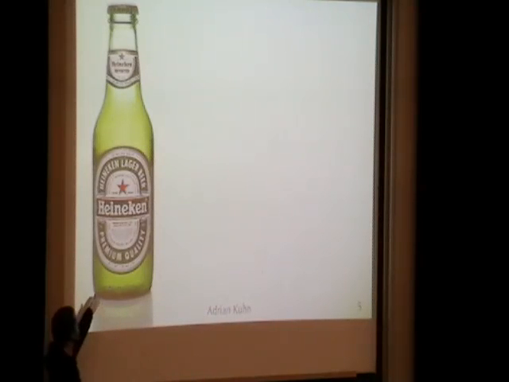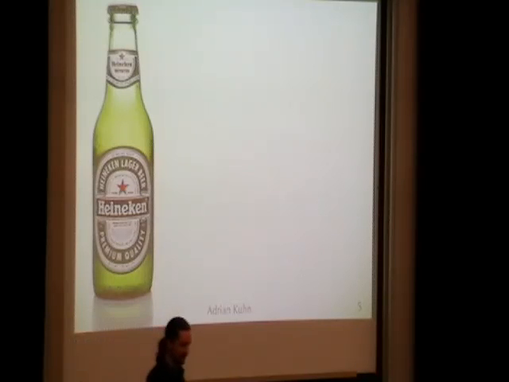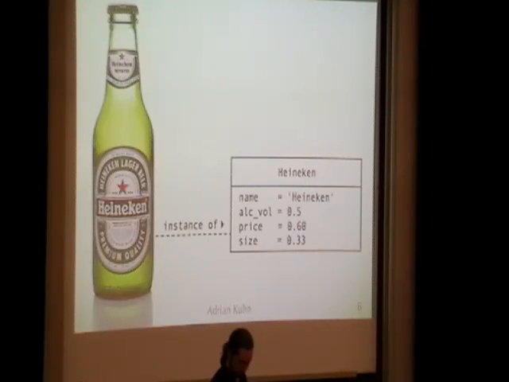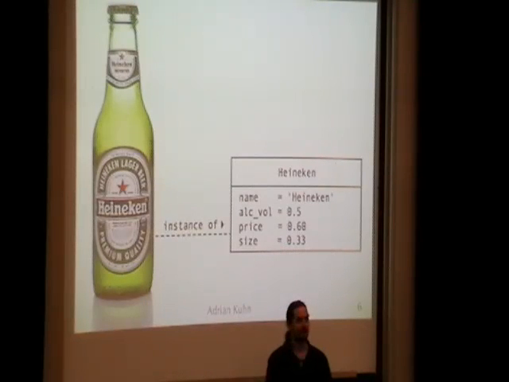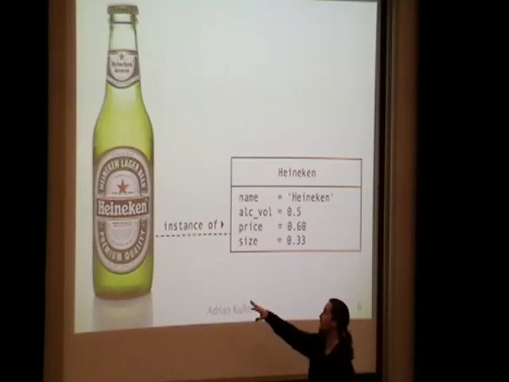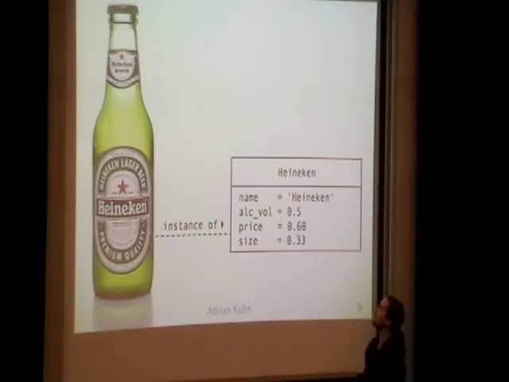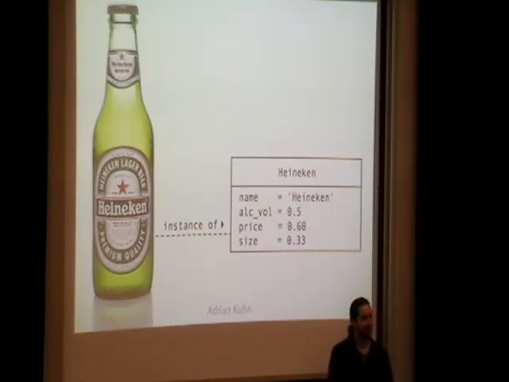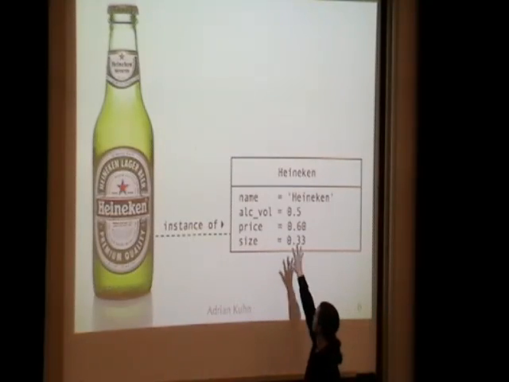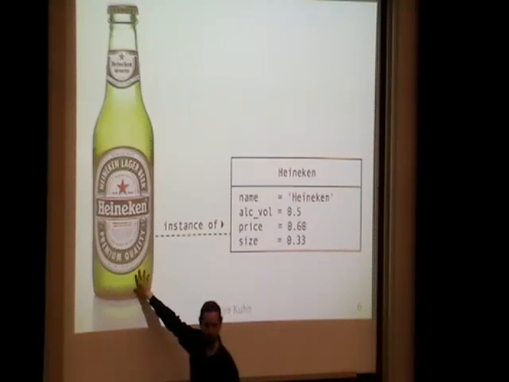I mean, that's our business object when we sell beer. That's the business object, not the object in the object space memory. That's what we sell. And it's an instance, so this beer bottle here is an instance of an abstract representation. So we have a concrete object, and here we have an abstract representation. Of course, it's a Heineken, there's a name, an alcohol volume, a price, a size. This here is a model, and that here is a concrete object.